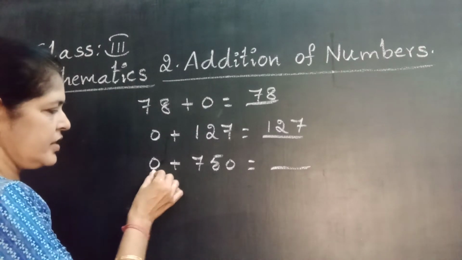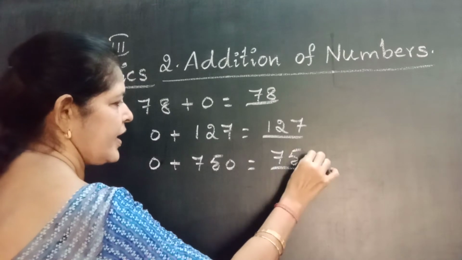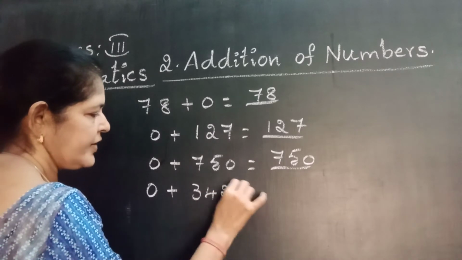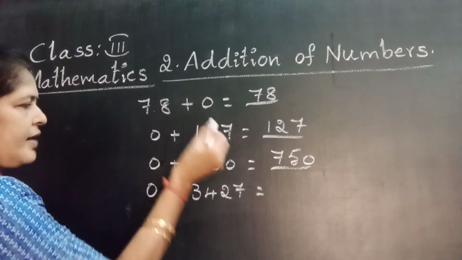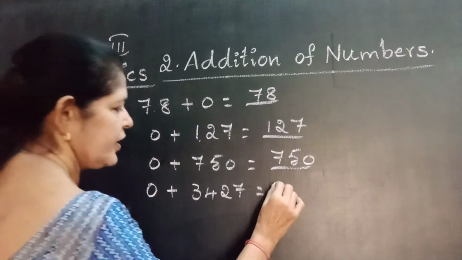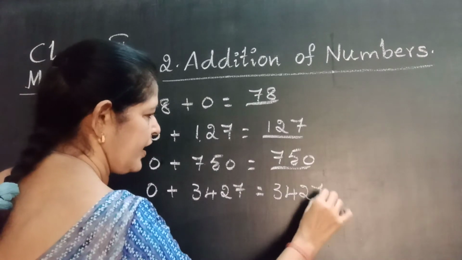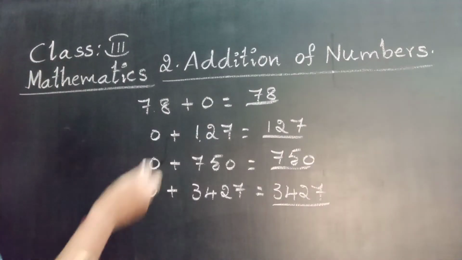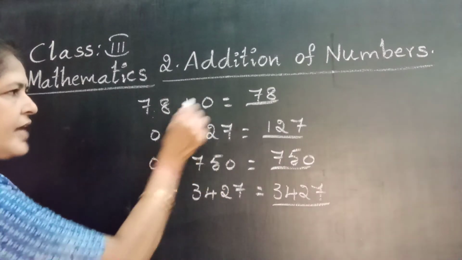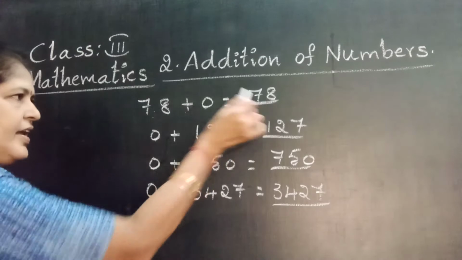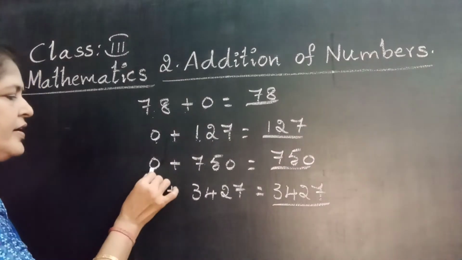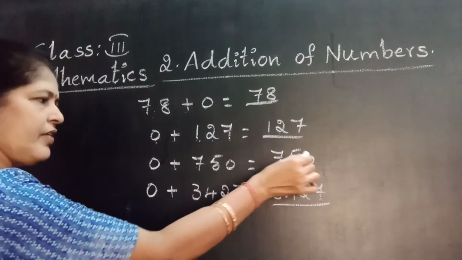Yes, when we add 0 to a number, we get the same number. Very good. 0 plus 3427. Two-digit numbers or 3-digit numbers or 4-digit numbers, when we add with 0, we get the same number in the total. Okay, understood the concept? When we add a number to 0 or 0 to a number, we get the same number. 78 plus 0, 78. 0 plus 127 equal to 127. 0 plus 750 equal to 750.